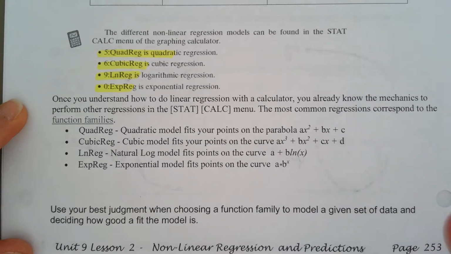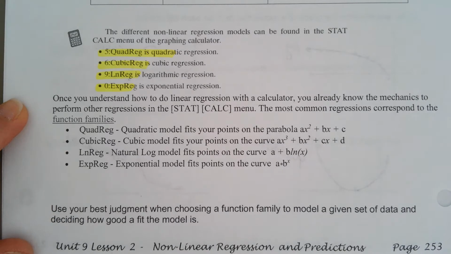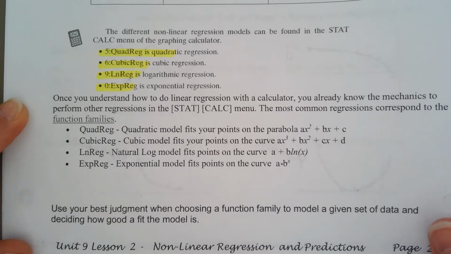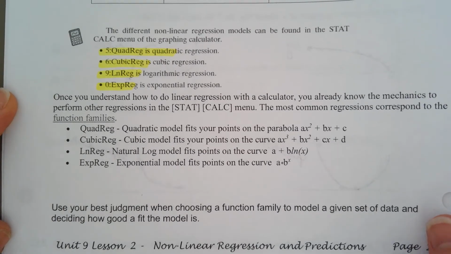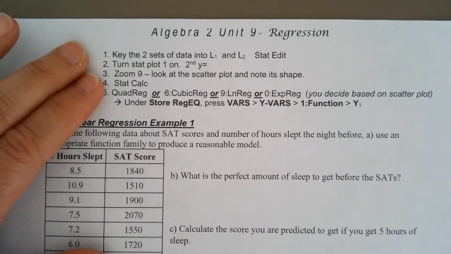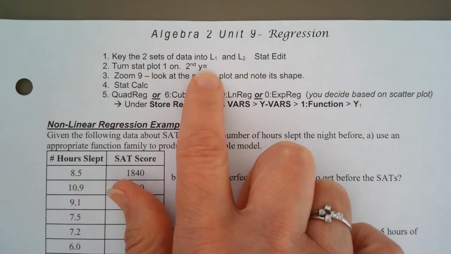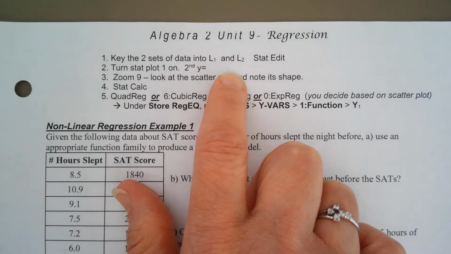So what we're going to do is put data in our L1 and L2, view the scatter plot, and then decide what is the model of best fit. Right? And we just have to use our best judgment in choosing the function family to model our given set of data. So the steps for keying in and showing a scatter plot are up the top here. Following these steps, we key the 2 sets of data into L1 and L2 by pressing Stat Edit.